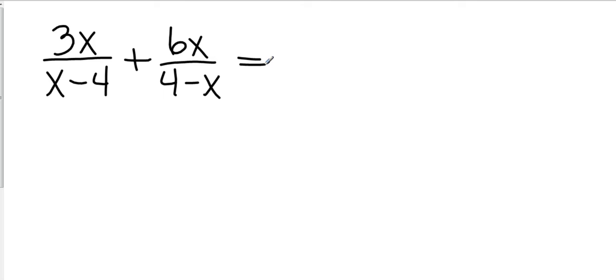They are inverses. Notice that on the first one our x is positive, on the second one our x is negative, and on the first one our negative 4 is negative, and it's positive on the second one. So because these are an inverse, all I'm going to do is multiply either one of them by negative 1. Okay? Top and bottom.